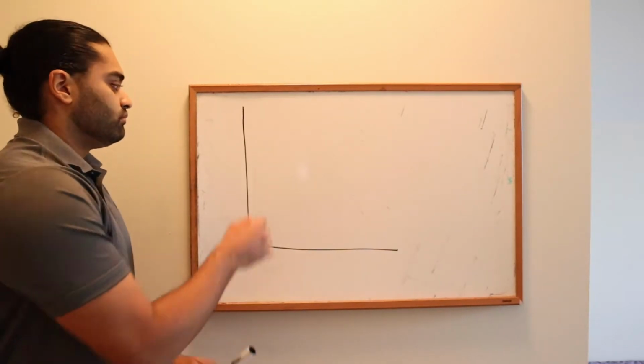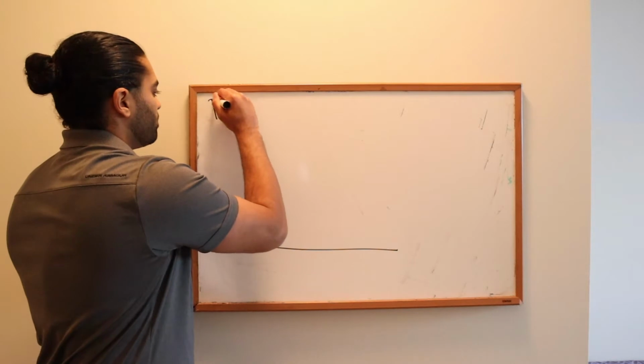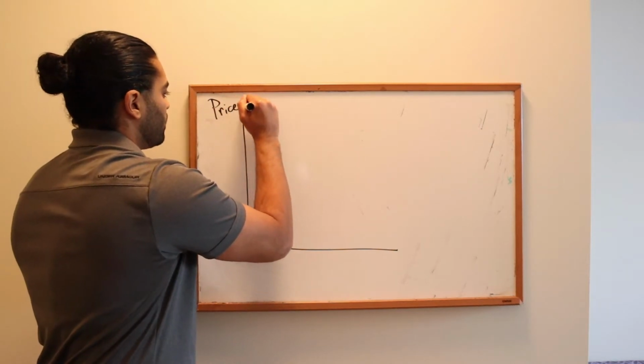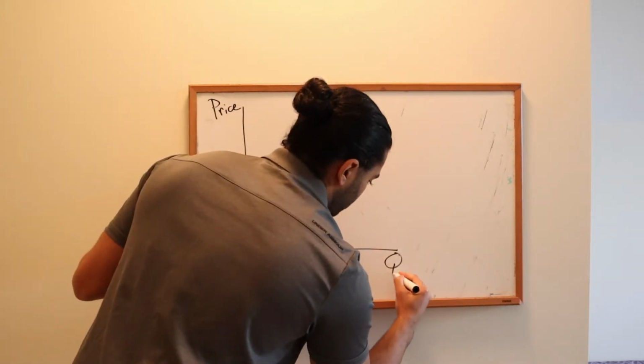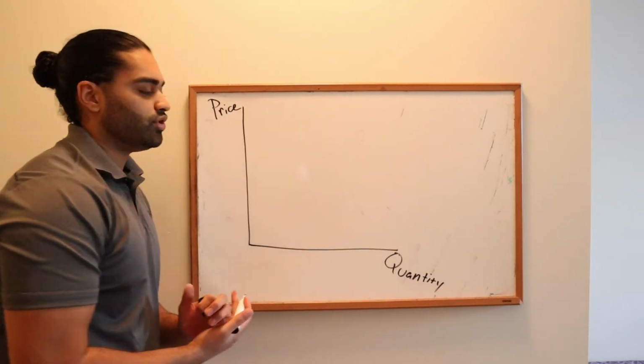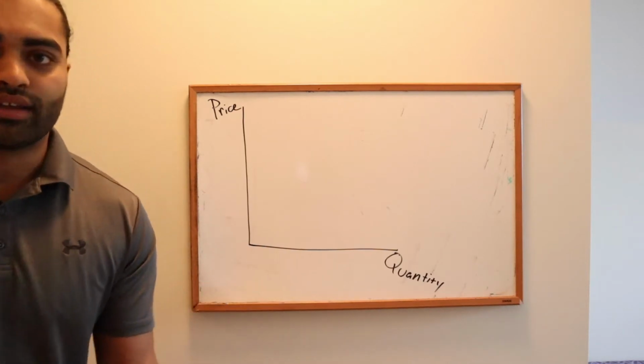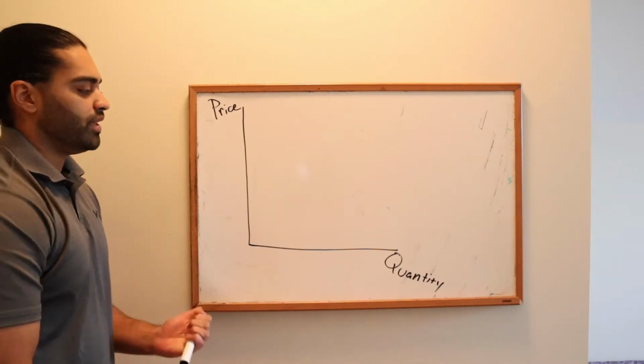So you have your graph. On the y-axis is always your price, and your x is always your quantity. That's your first step. You should always label your graphs no matter what. If you don't, it's hard to know what you're trying to convey. Make sure you always do that.